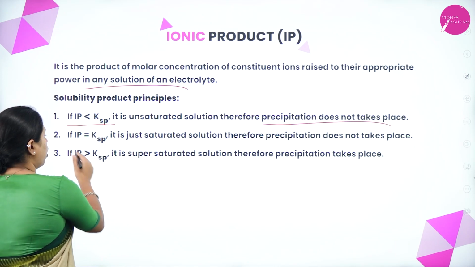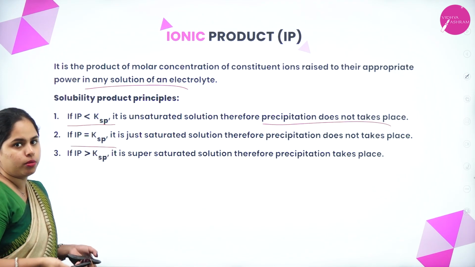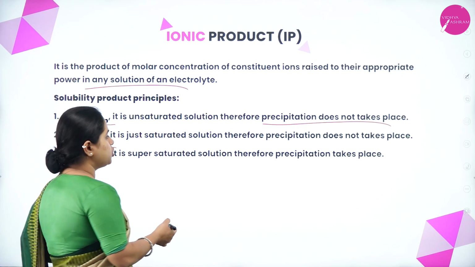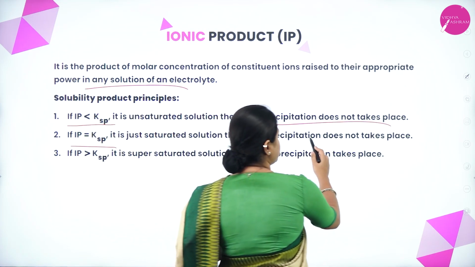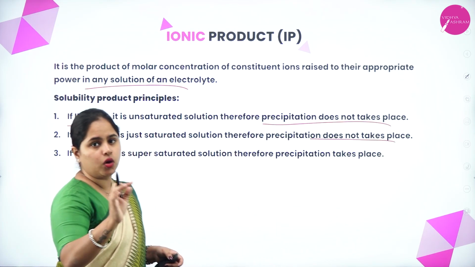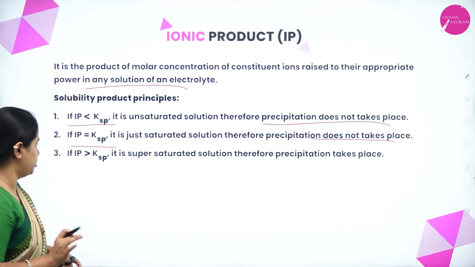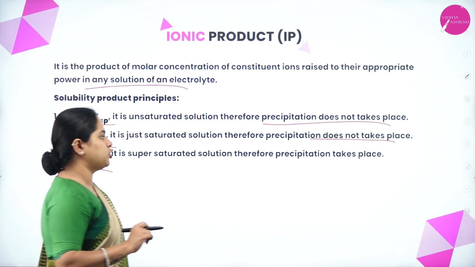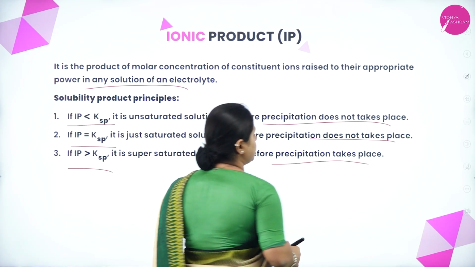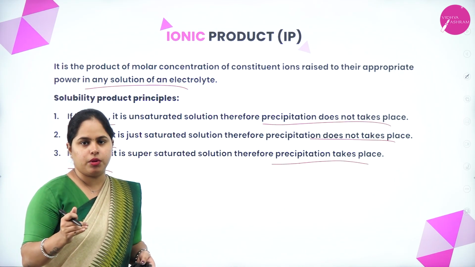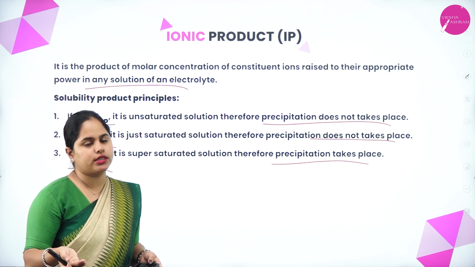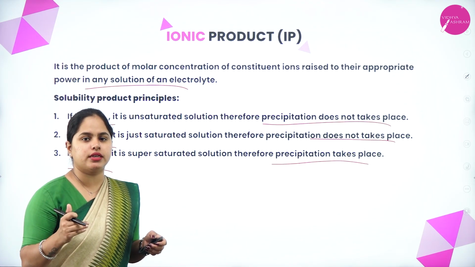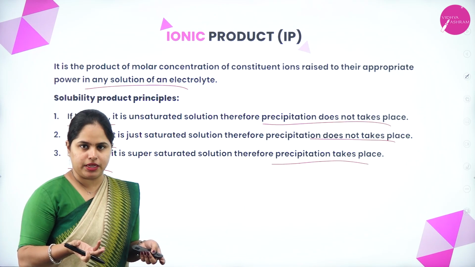Okay, now if both of them are equal, ionic product and solubility product are equal, it is just a saturated solution, therefore precipitation does not take place. That means just now it has become a saturated solution. Now if ionic product is greater than solubility product, it is a supersaturated solution, therefore precipitation takes place. So this you have to remember, how ionic product and solubility product are related, and based on that how you can determine whether the precipitation will take place or not.